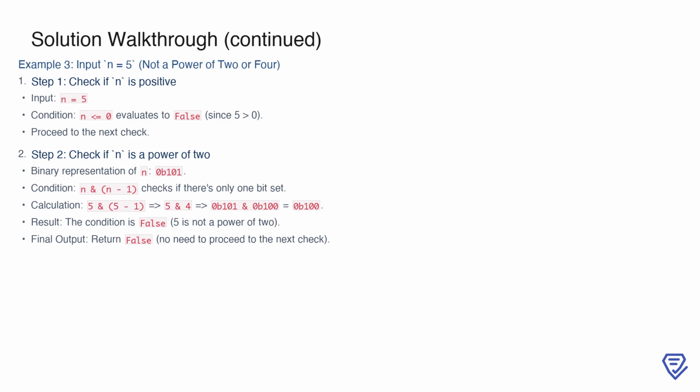Using the condition n & (n-1), we compute 5 & 4, which simplifies to 0b101 & 0b100, resulting in 0b100. Since the result is not 0, this indicates that 5 is not a power of 2. Because 5 fails this condition, we don't need to check further, and we return false immediately.